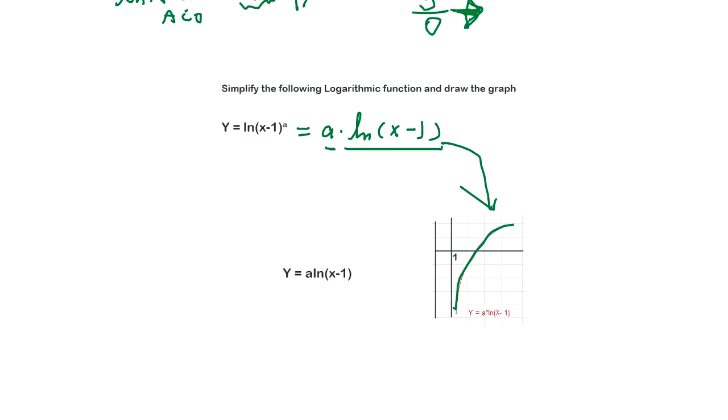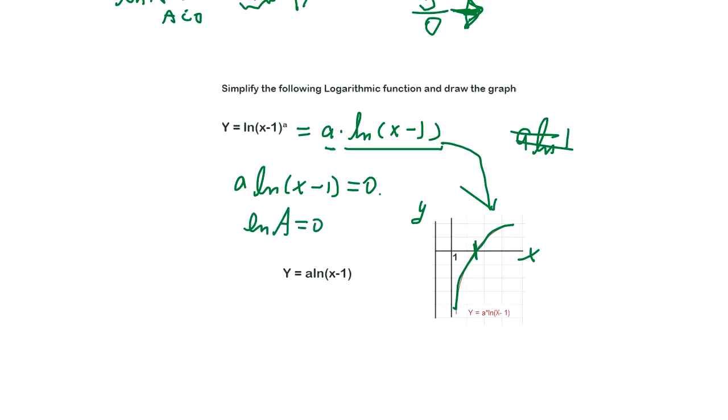So can you find out the intercept here? When x is 0, it's log 1, and log 1 is 0, so y is 0. A log x minus 1 is 0. And you know when log a is 0, right? a is 1. So x is 2. So this is 2. You get it?